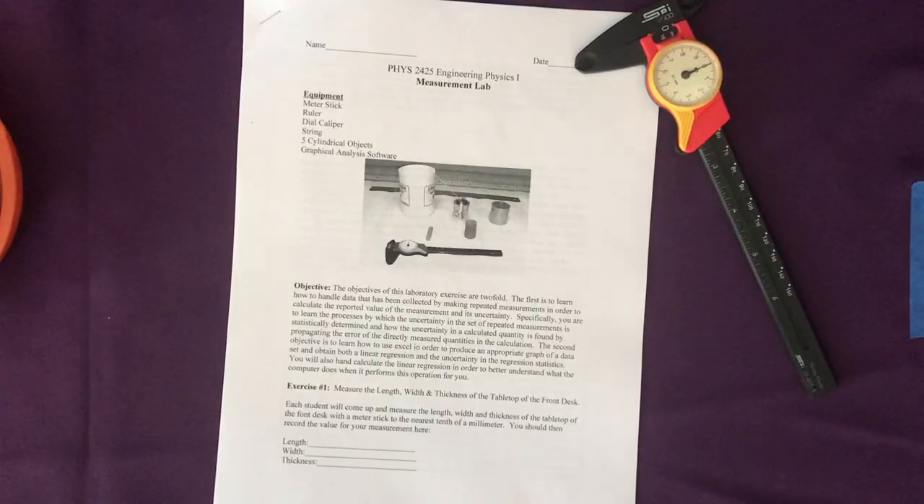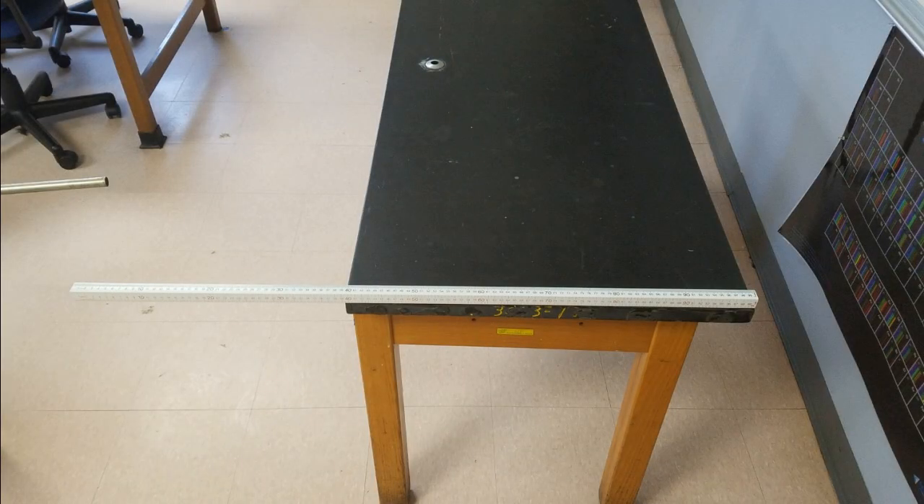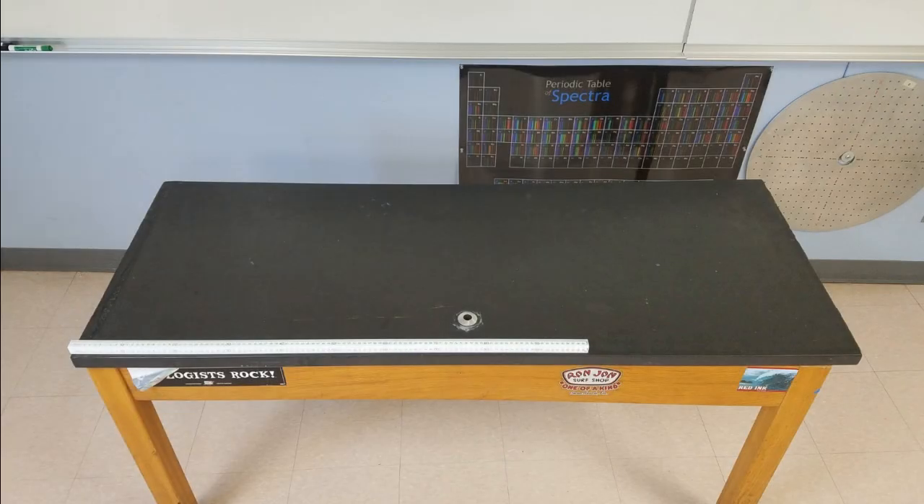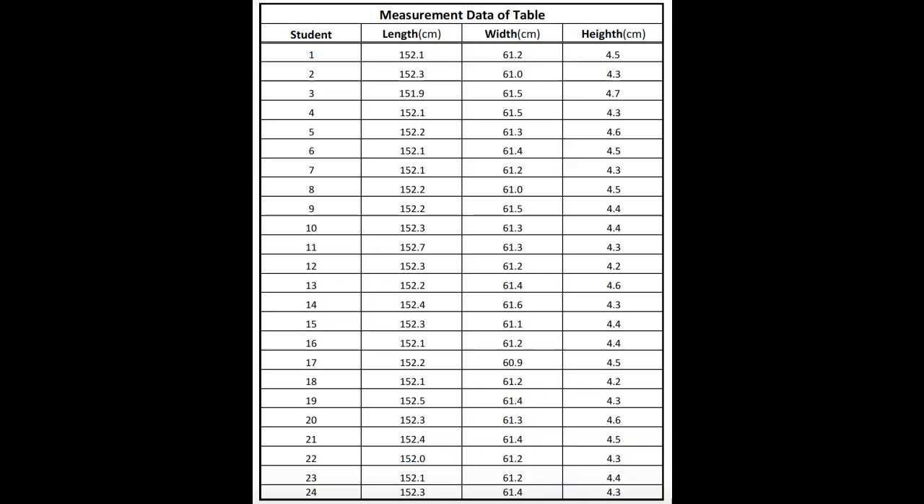This is Austin Community College's Engineering Physics Measurement Lab. In the first part of this lab, each student went up and measured the width of the lab table, the length of the professor's lecture table, and also the thickness or the height of the table. We're going to include a photograph of the table and give you that data.